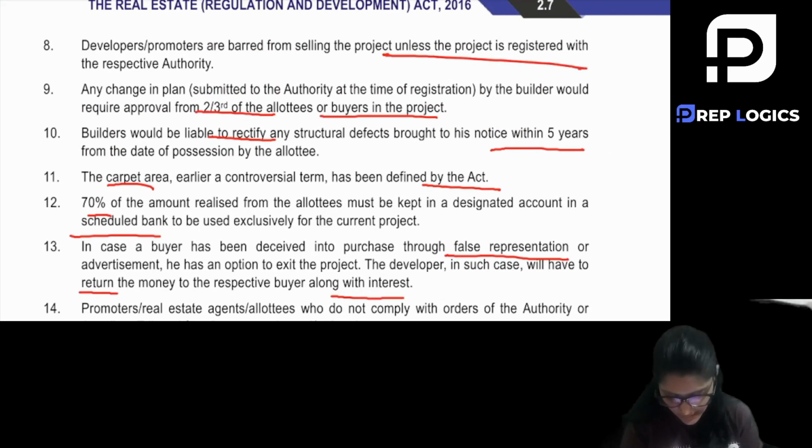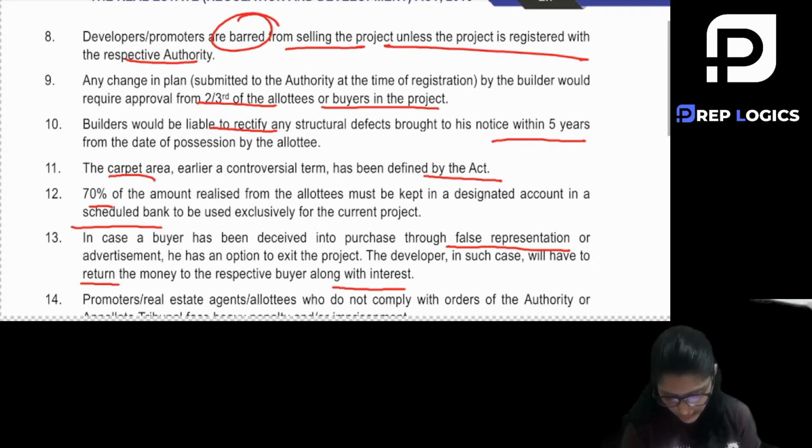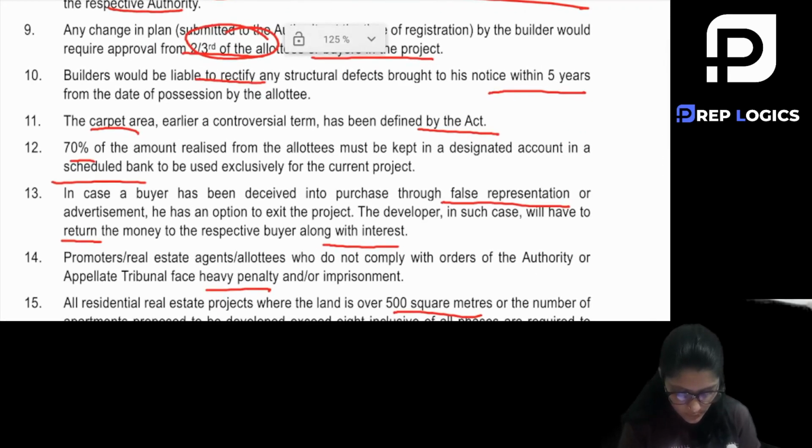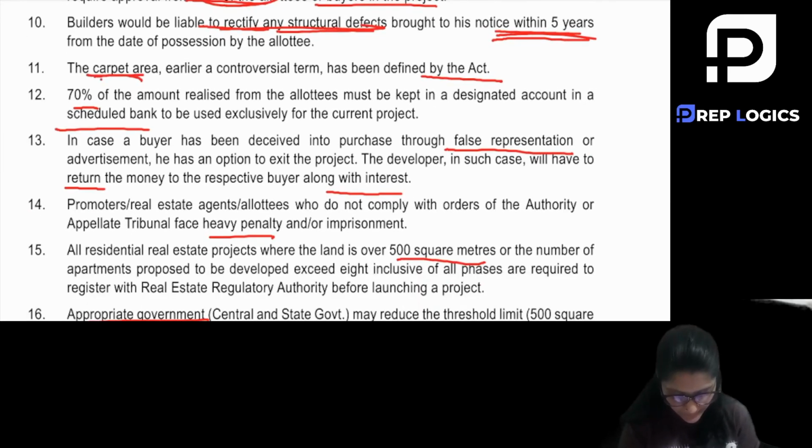So if the project has not been registered, he is barred from selling the project. If he needs any kind of changes in the project, 2/3 of the allottees' permission needs to be obtained. If there is a structural defect, he needs to rectify it within 5 years. Carpet area has been defined under the act. What carpet area is, we will see further.